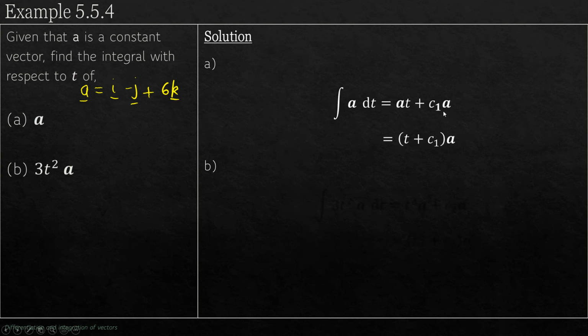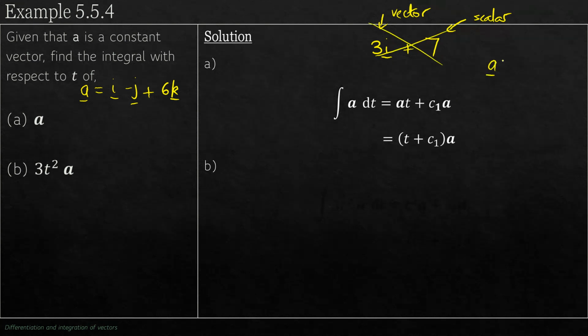Now the constant is not just going to be C1. When you have an equation, you cannot add together vectors and scalars. So for example, something like 3i, where i is a vector, plus 7, we simply can't do that. 3i is a vector, 7, or any number on its own, is a scalar. We can't go adding them together. So it's no good writing the vector a times t plus a constant. It needs to be a vector term.